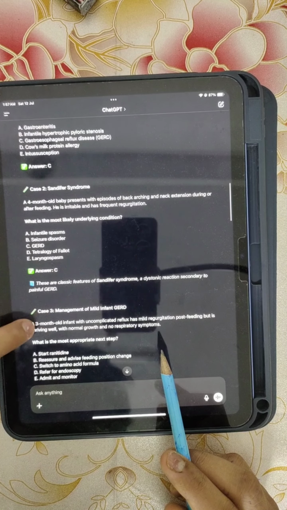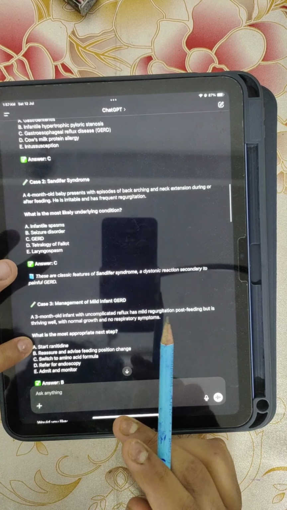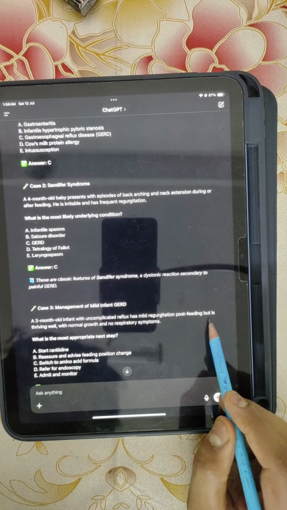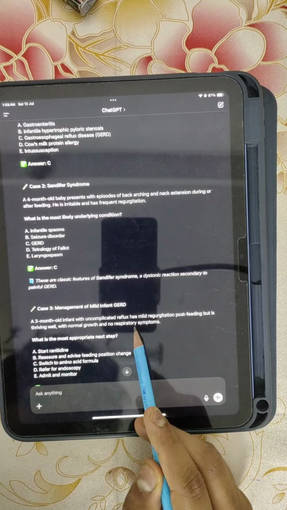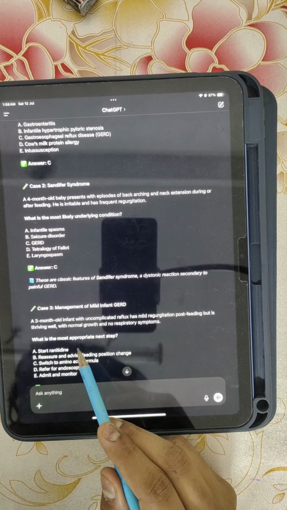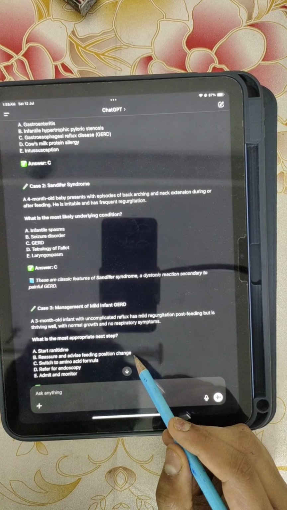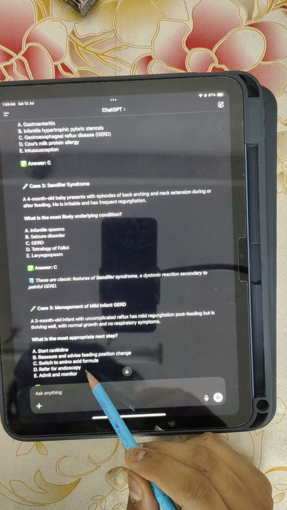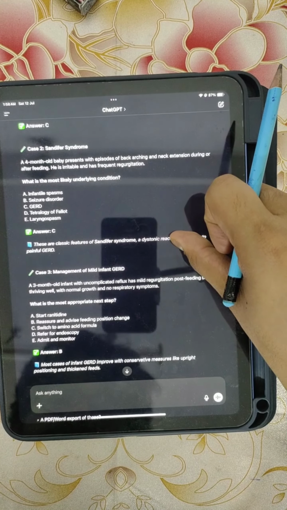Okay, now let's do the management. A 3-month-old infant has uncomplicated reflux, with mild regurgitation after feeding, but is thriving well with normal growth and no respiratory symptoms. So what is the thing? Start ranitidine, no. Reassure and advise a feeding position change, yes, I think this one is the correct one. Switch to an amino acid formula, no. Refer for endoscopy, not necessary currently. Admit and monitor, I don't think so. So it is option B.